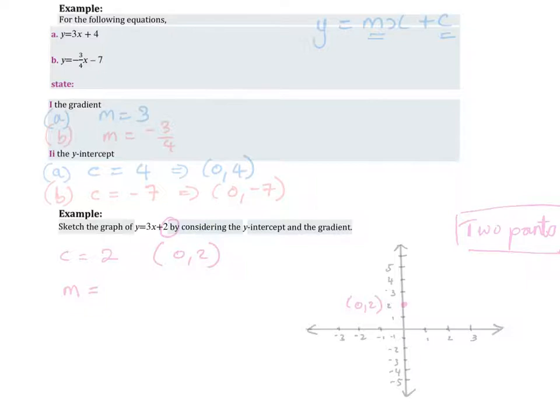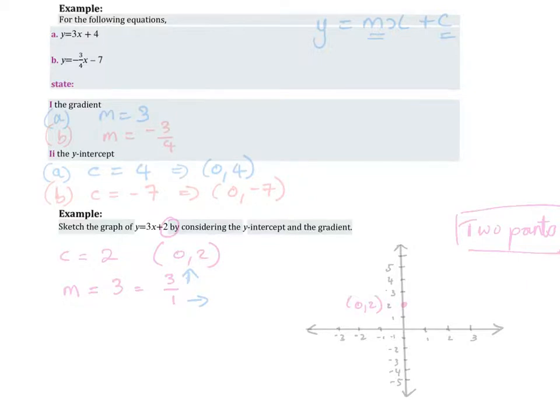Well, our gradient here is 3. And it's better if we write our gradient as a fraction. So what is 3 as a fraction? It is 3 over 1. All right, so now this means that because it's a positive 3, you're going up. And because it's a positive 1, you're going across. Because remember, rise over run, y's over x's.